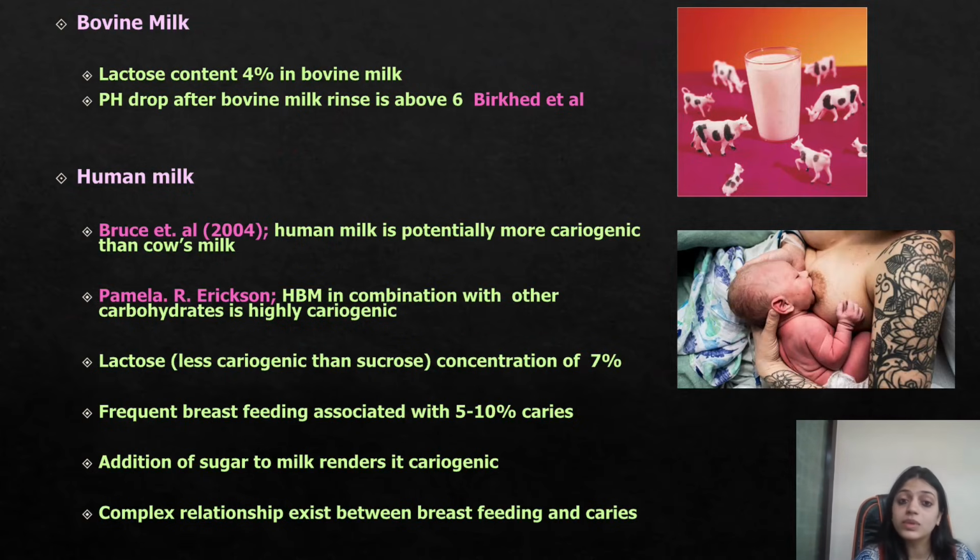Plus, at will breastfeeding, that is, whenever the child demands, on demand breastfeeding, and all those kinds of feeding patterns, frequent breastfeeding, these affect the development of dental caries. Okay, so the lactose concentration is 4% in bovine milk, 7% in human milk. Breastfeeding is associated with 5 to 10% of caries. Addition of sugar renders the milk cariogenic.